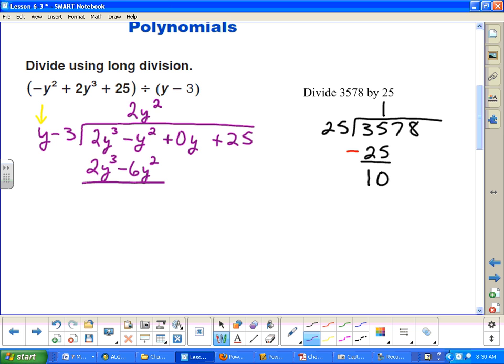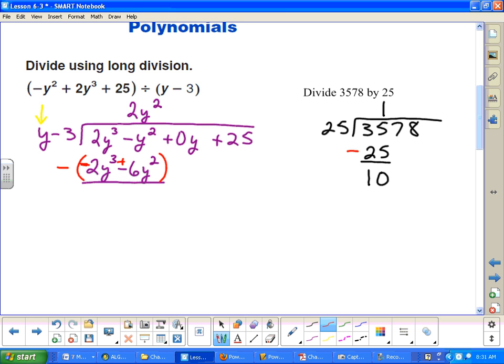And then we have to subtract, just like we did over here. But the difference is we're subtracting this whole polynomial. So the other day when you were subtracting polynomials, what did that mean you did? Change the signs, yep. So when we subtract, we're going to change the signs. So the 2y cubed becomes negative, and the negative 6y squared becomes positive.